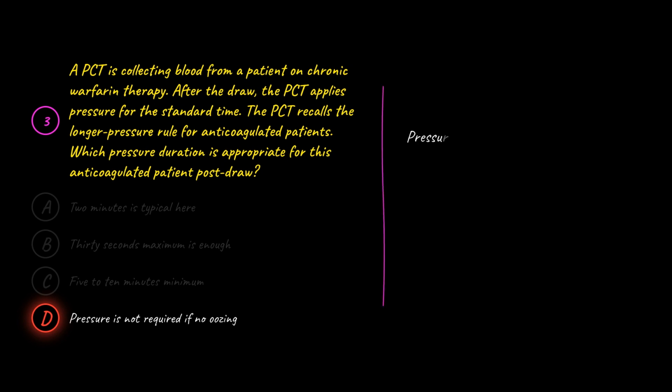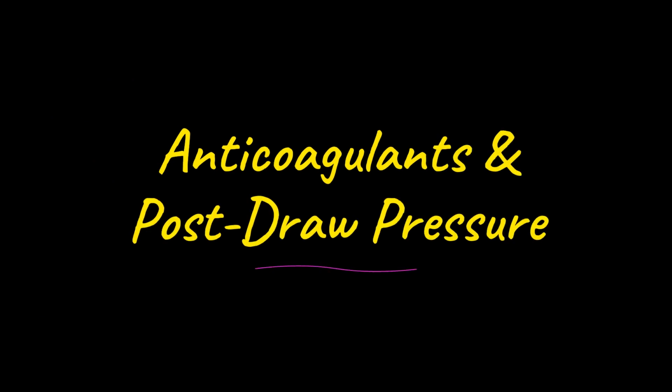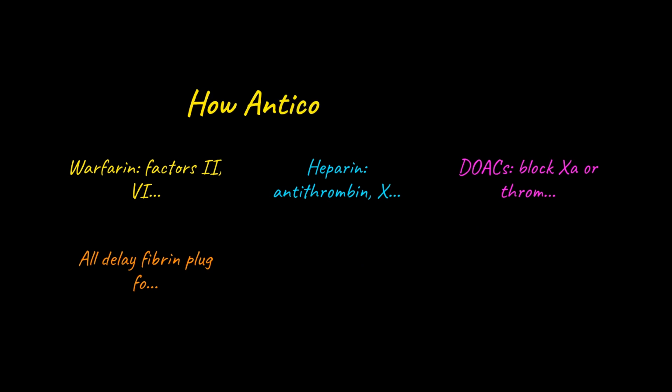D is wrong because pressure is required even when initial oozing is not visible. Bleeding can resume after the needle is withdrawn, and skipping pressure, especially in anticoagulated patients, reliably produces hematoma in many cases. When a patient is on an anticoagulant, their ability to form a stable clot is genuinely impaired, and venipuncture creates exactly the kind of wound that needs clotting. Understanding why longer pressure is required starts with how these medications interfere with the coagulation cascade.